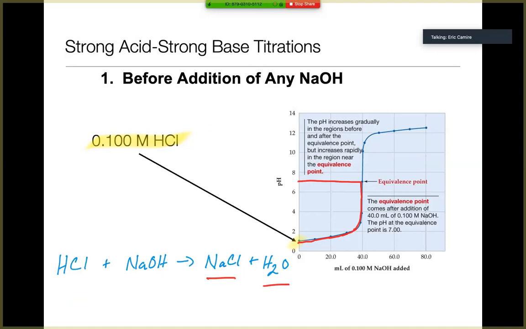This reaction is effectively over now because there's no more HCl. This next drop of NaOH does nothing except increase the pH. And that's why you see a massive, quick increase in the pH where it looks almost vertical, right?